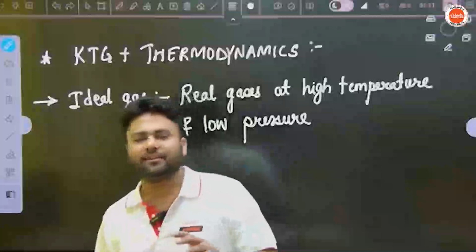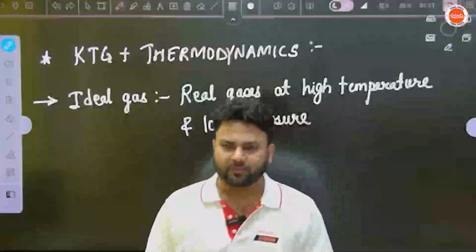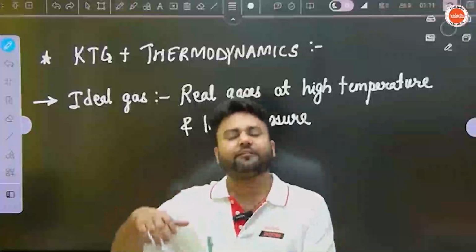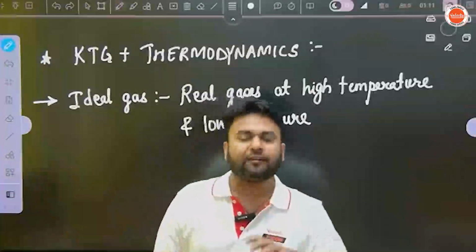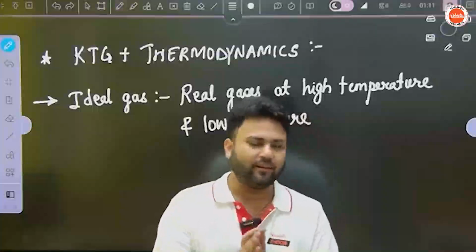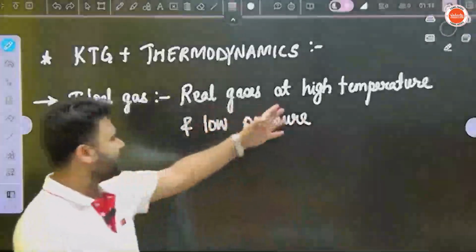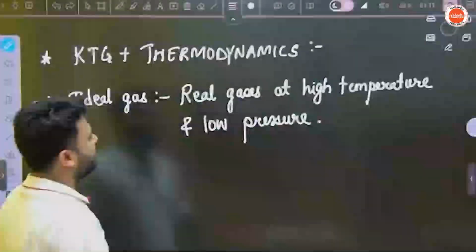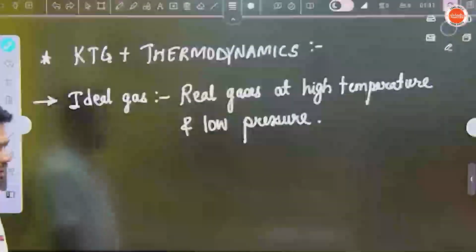Means ideal gas is basically a hypothetical concept. But if real gas, normal gas, is at very high temperature and at very low pressure, we can treat it like ideal gas. So all the real gases at high temperature and low pressure can be treated like ideal gas. Okay.